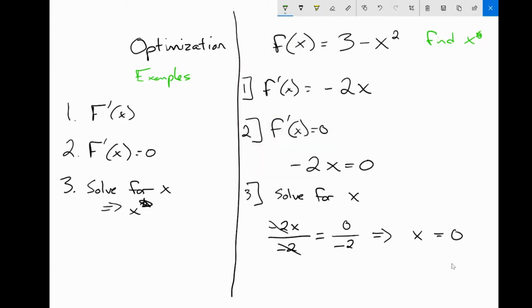X equals 0 is our optimal level. So here's our x star, x equals 0. So the optimal value of x is 0. The function f of x reaches its maximum when x equals 0. All right, so there's a straightforward example. Let's do another example.